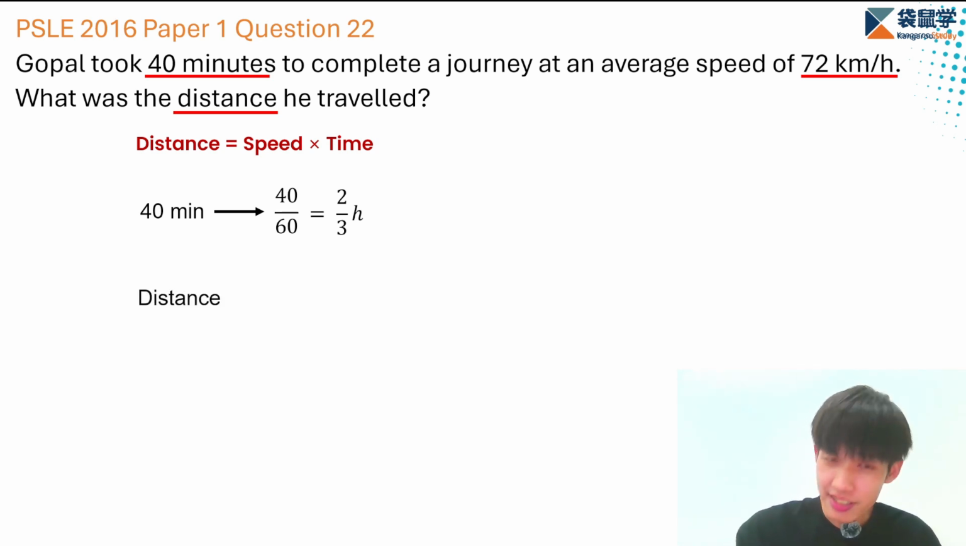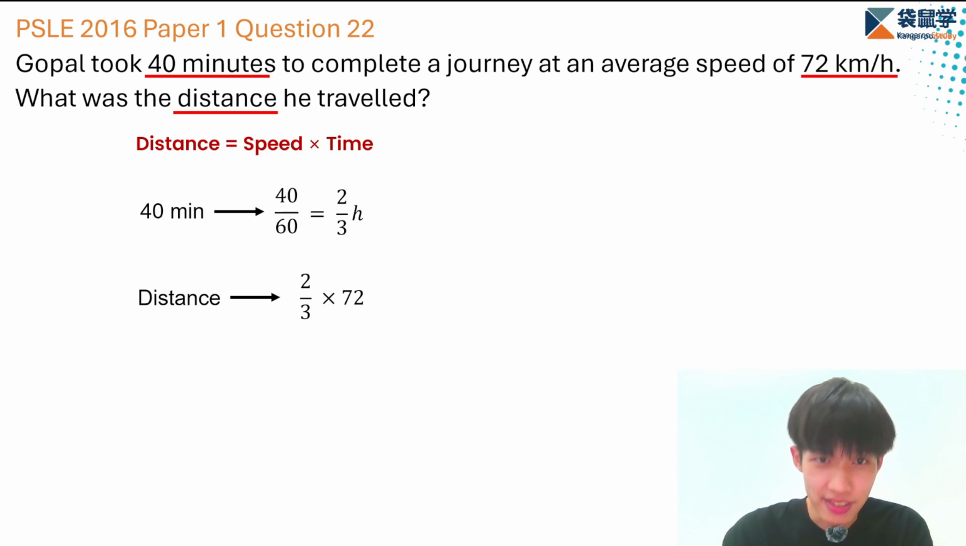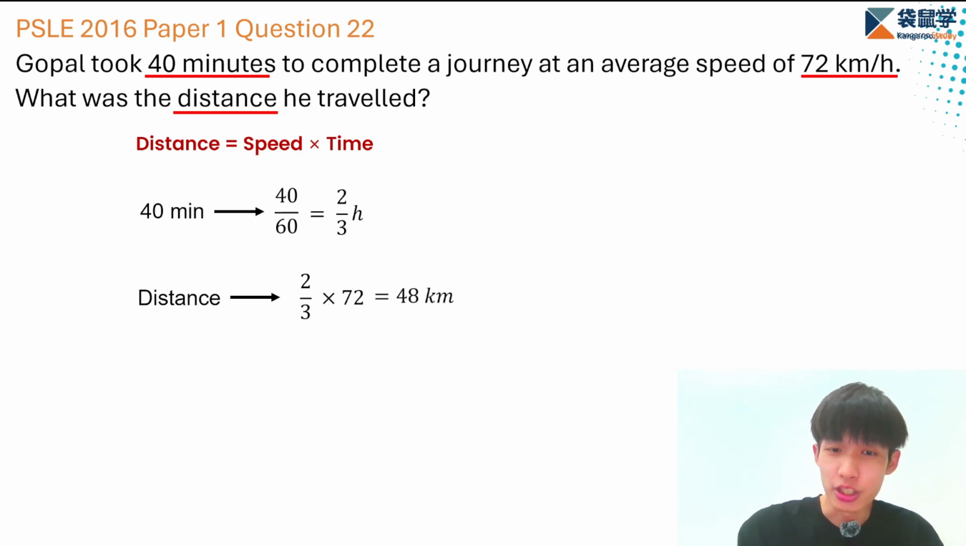So distance will equal 2 over 3 times 72, which is time times speed, and that gives us the distance equals 48 kilometers. Now we have solved this question, and it's considered a very simple question.